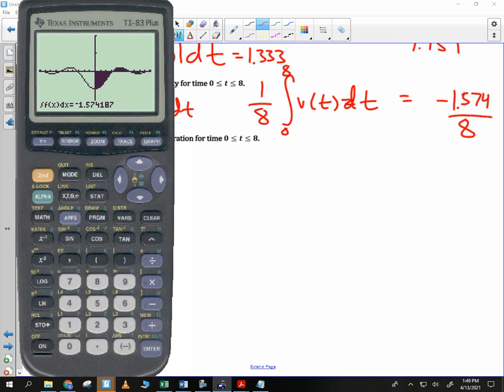Divide it by 8. I think if you actually write your answer like that, they give you full credit. Now, I've never been a scorer, but I've talked with people who have, and I think that they give you credit for that. But let's give them a decimal. Anyways, we're going to divide that by 8, and we get negative 0.19675. There you go.